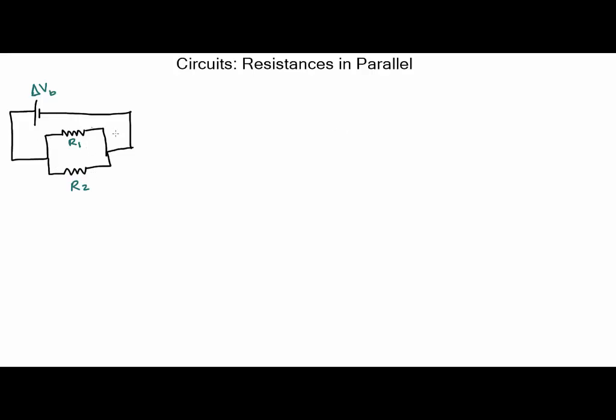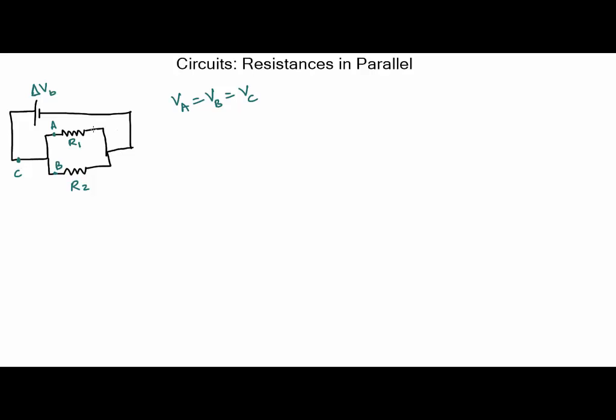And because the ends are connected by ideal wires, they are at the same potential. So the potential at this point, let's call it A, and this point B is the same. And in fact, it is the same as the potential at this point C. So VA equals VB equals VC because they're all connected by ideal wires.